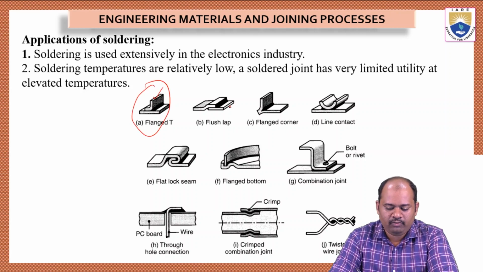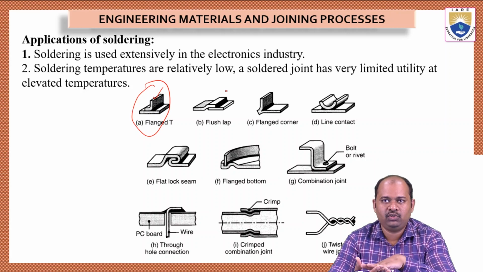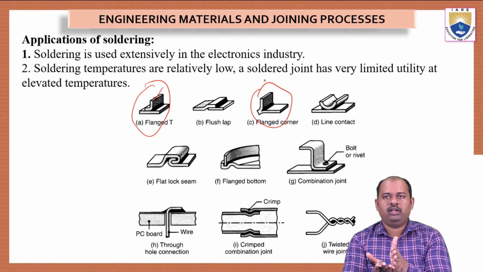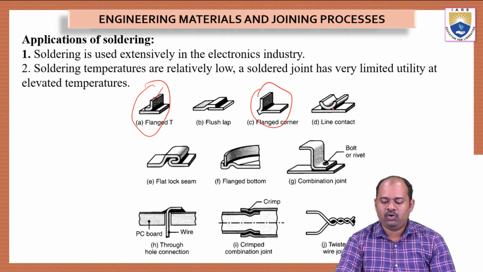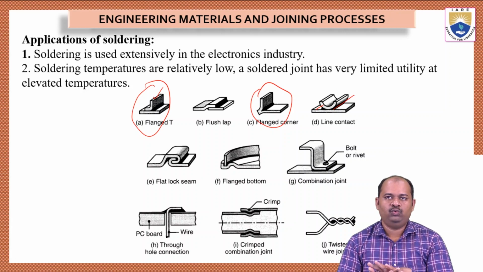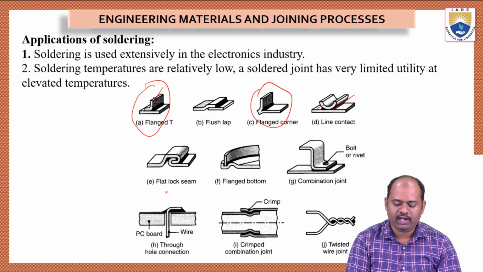And then we have flush slab, so one plate is placed on the other. And then we have flanged corner, so two plates can be cornered and joined. And then we have line contact, where a semicircular plate is placed over a flat plate to be joined. And then we have flat lock seam.